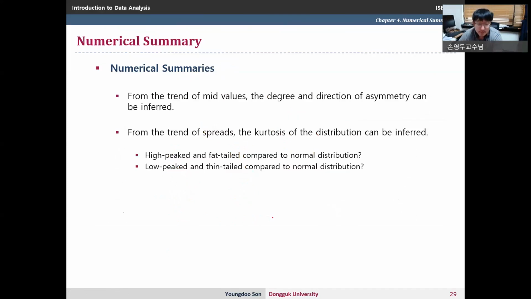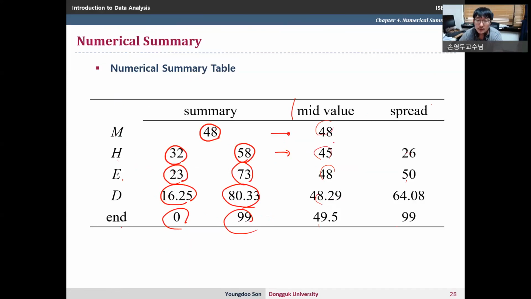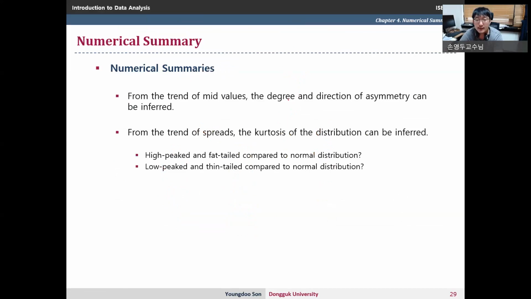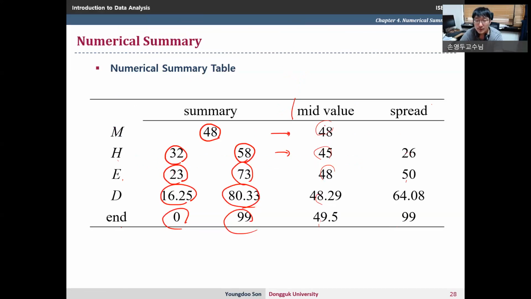So with this numerical summary table, let's see the trend or movement of the mid values, how the distribution works, because the mid values become larger. So we can easily infer the asymmetry of this distribution. For this shoulder part, it will be slightly left skewed. However, if it goes further down and down, it will be slightly right skewed. Okay.